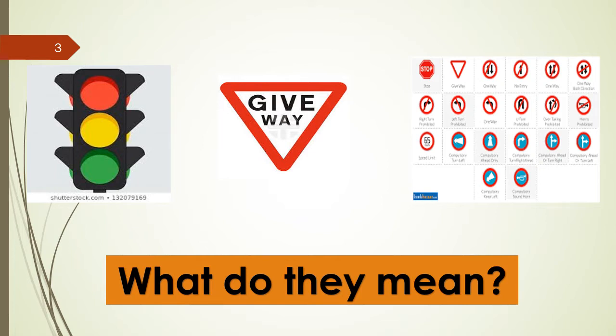Another picture, number 2, it's a give way, sorry. Give way here means that you have to stop and give the other car way to move. Here also we have some signs. The first one, stop, give way, one way, no entry. So you have here many signs.